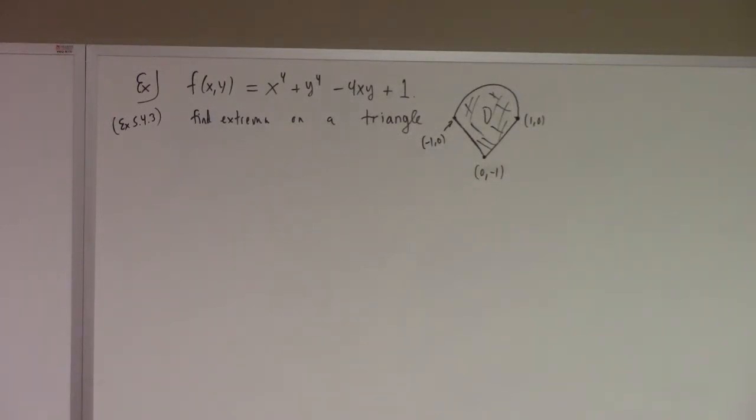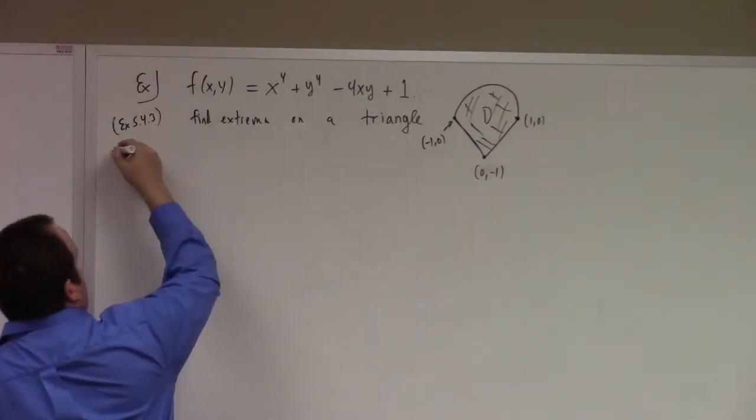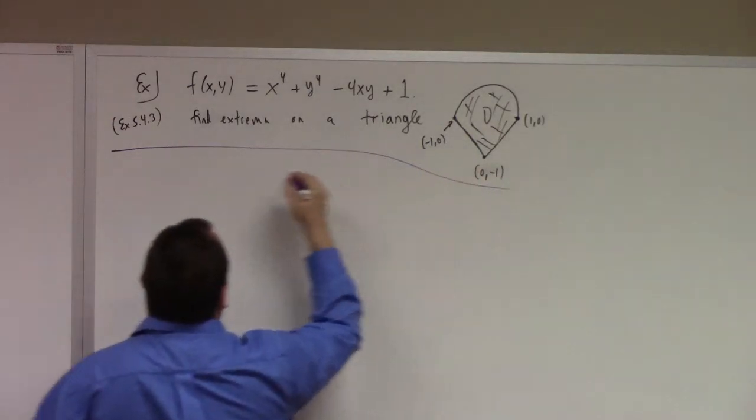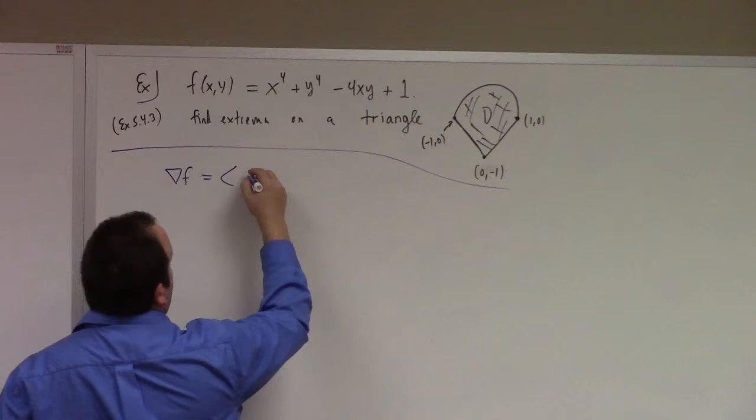So let's go to it. First thing we've got to do is try to look for those so-called critical points, right? So that goes back to your question. How do you find those? The answer is different for different problems, but certainly you have to calculate the gradient. So what's that here?